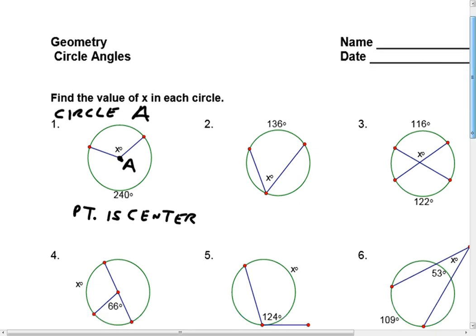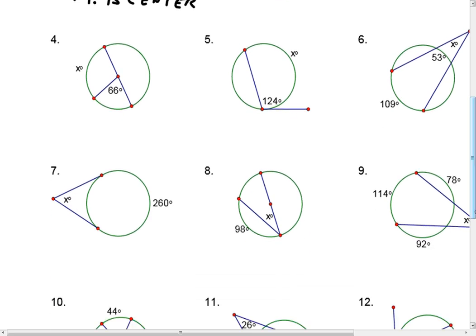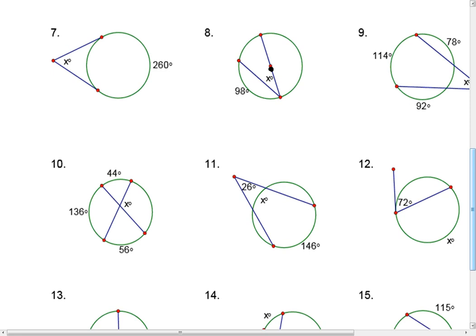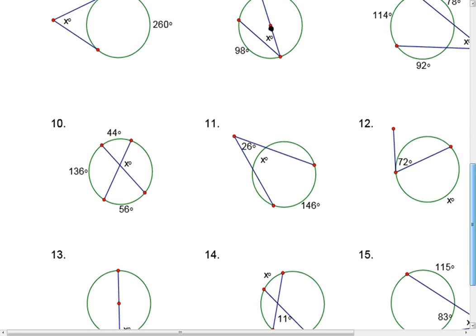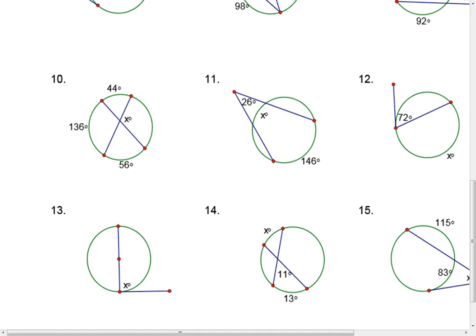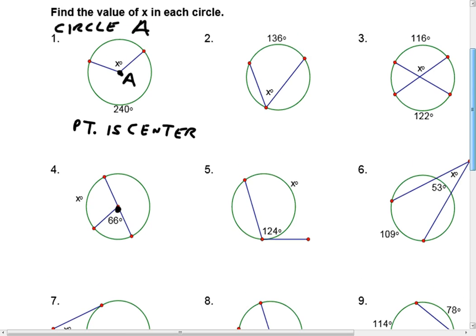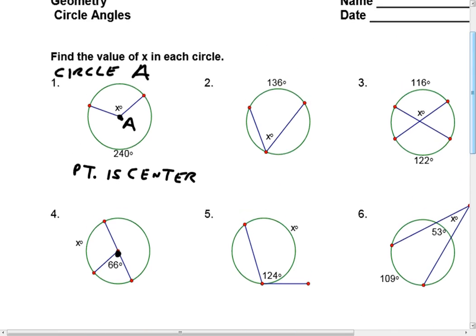On this worksheet, we had to assume that number 4 was the center, and number 8, any others? Number 13, that was also the center. If you can't classify the angle, you're probably not going to get the question right.